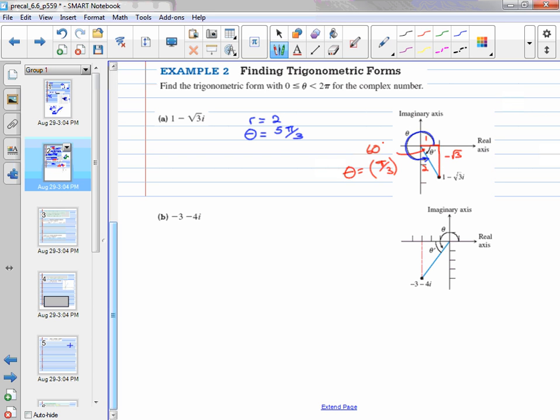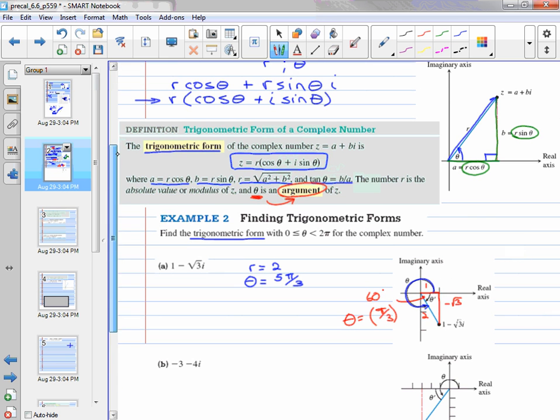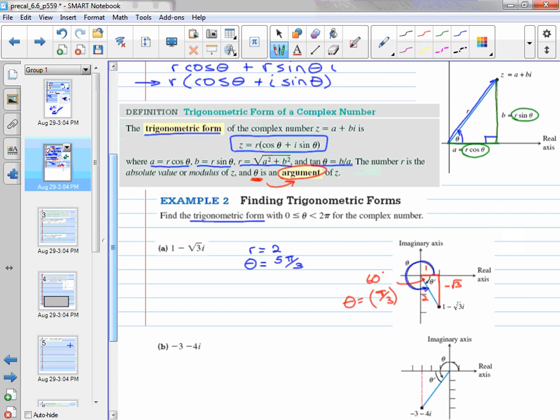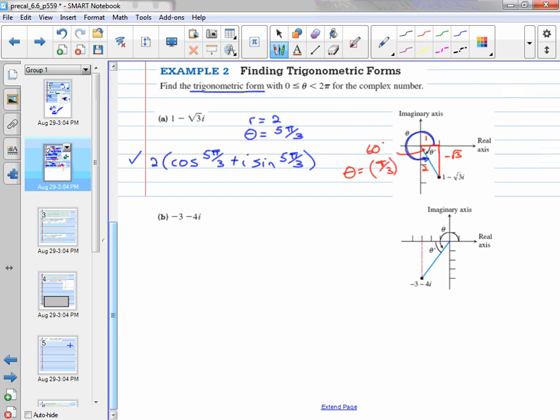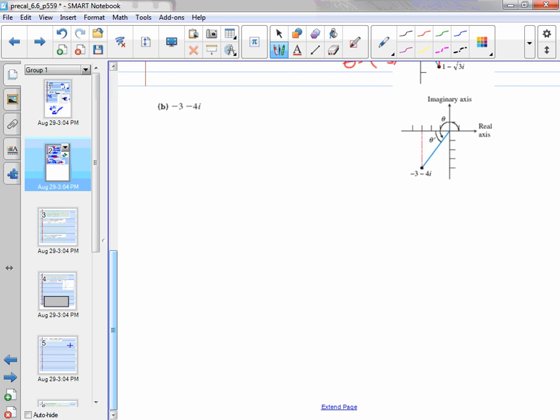5 pi over 3. And so I can write it in its trigonometric form, which is that r cosine theta plus i sine theta. So it is just 2 parentheses cosine 5 pi over 3 plus i sine 5 pi over 3. Trig form.